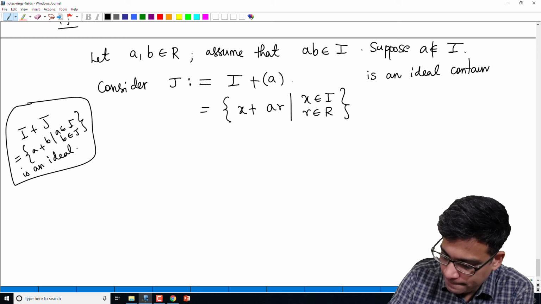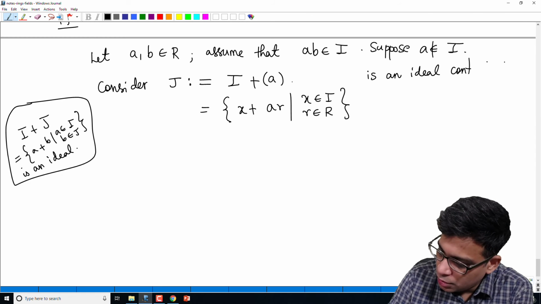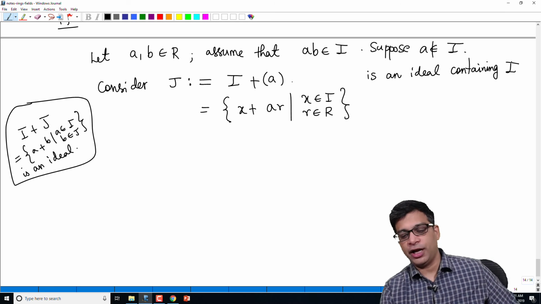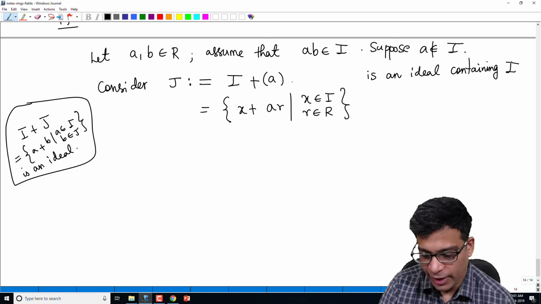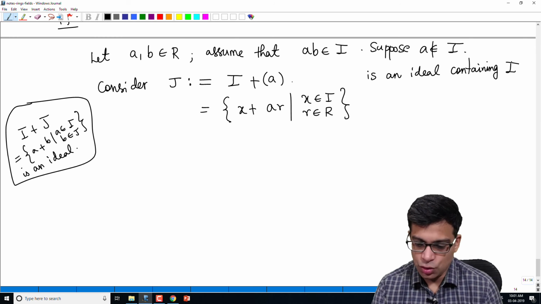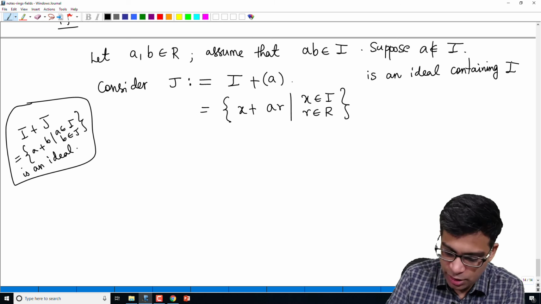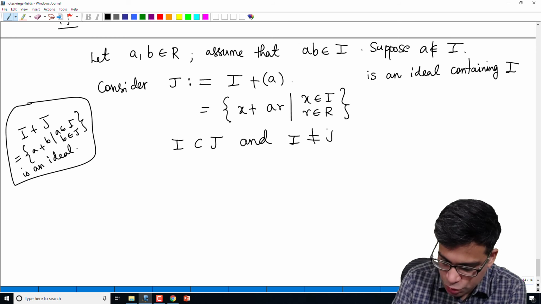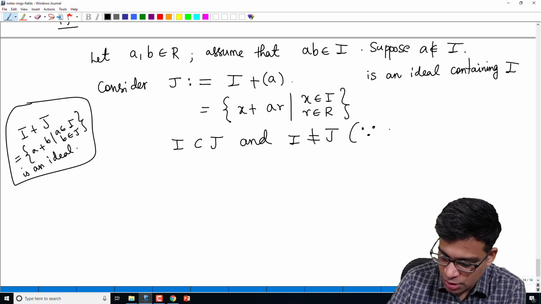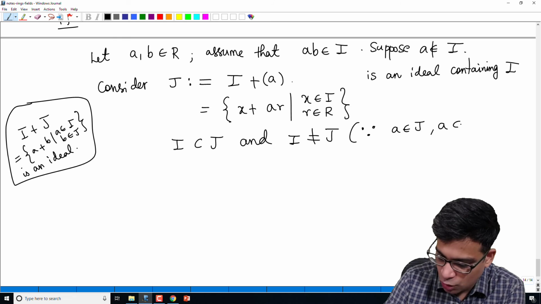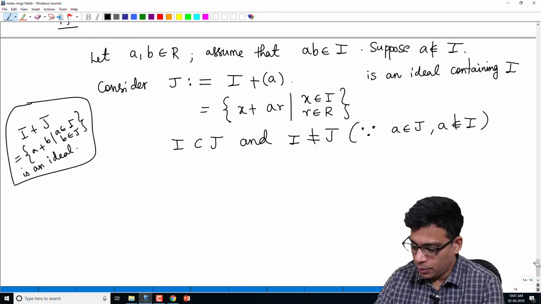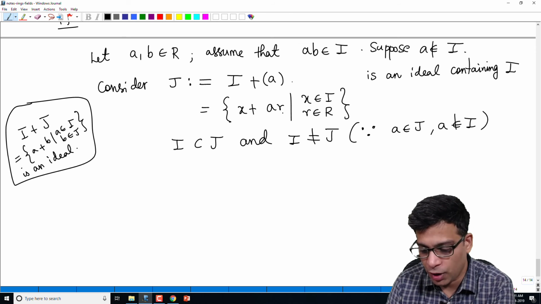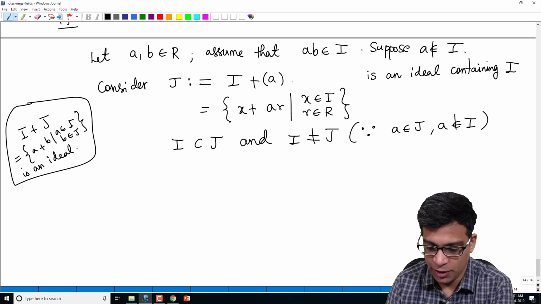containing I, right? Because certainly you can take R to be 0. If X is in I, X plus 0 is in I plus A. So X is in J. Certainly J contains I. And also I is not equal to J. This last point is because A is in J, but A is not in I by hypothesis. Remember, A is in J because you can take X to be 0 and R to be 1.